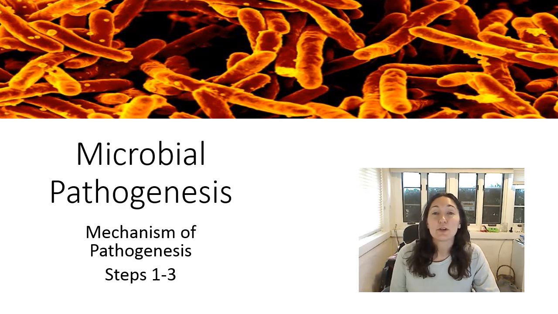Welcome to the second video on the unit on microbial pathogenesis. In this video, we're going to talk about the first three steps in the mechanism of pathogenesis. What that means is, what does a microbe have to do in the body to actually be a pathogen? There's 5 total steps, so we'll cover the first 3 in this video and then the last 2 in the next video. Let's go ahead and get started.